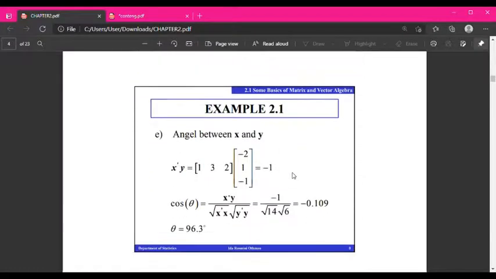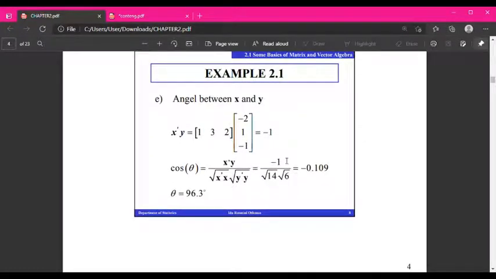Okay, let's say kita nak cari angle between the vector of X dan Y. So, using the formula tadi, cosine theta equal to matrix of X transpose Y divide dengan length of X multiply length of Y. So, you need to multiply these two matrix first. You akan dapat negative 1 divide dengan length of X multiply length of Y. So, you akan dapat negative 0.109. Ini bukan angle lagi. Ini adalah cosine theta.